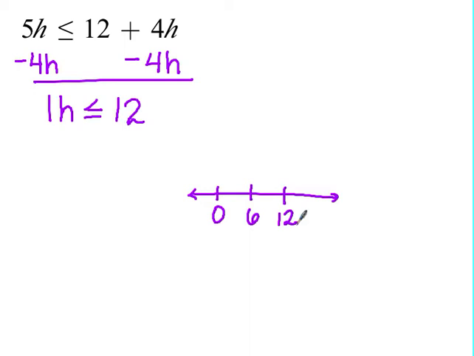Okay, so there's my number line. What type of circle goes on 12? Closed. Which way do you shade? Left. Good job. So questions about those?